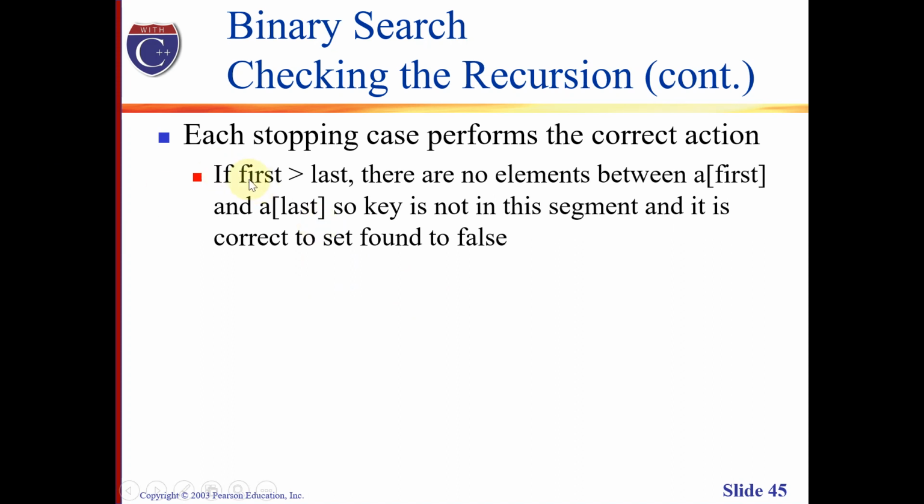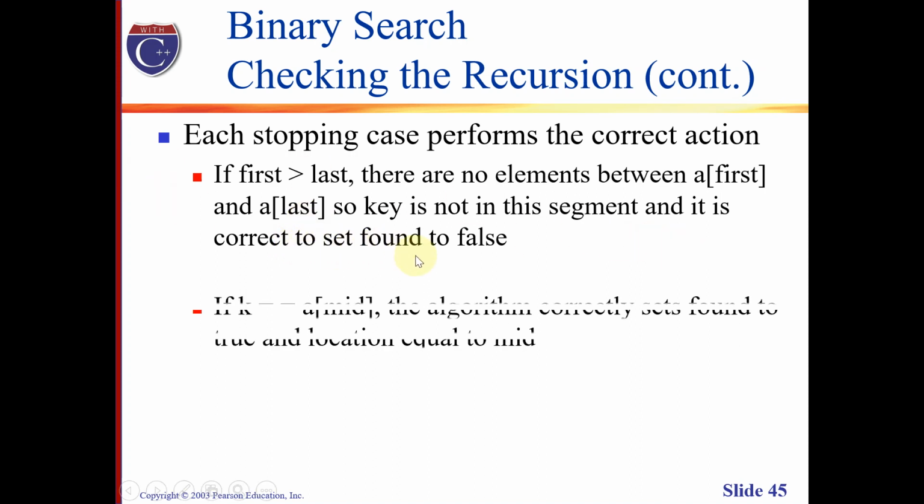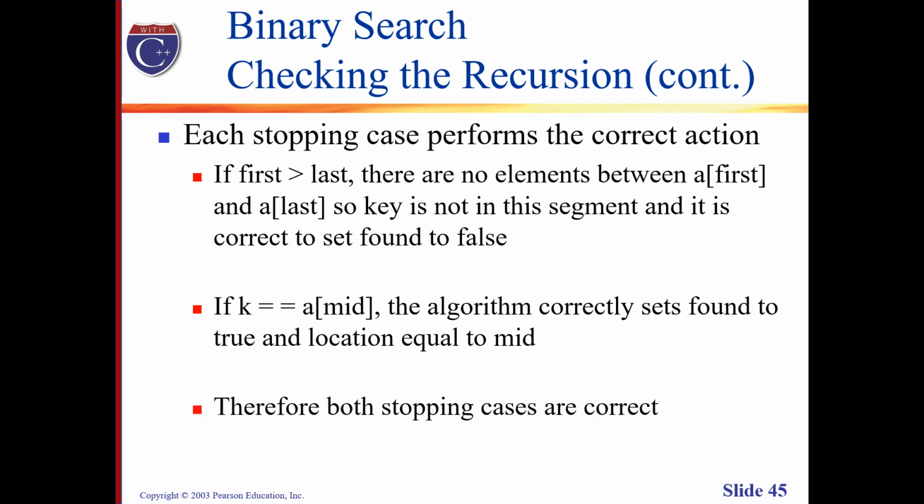If first is greater than last, there are no elements between our first element and the last one. Therefore, the key is not in this segment and it is correct to set found to false. On the other hand, if the key we are looking for is equal to the middle element, the algorithm correctly sets found to true and the location of the value that has been found. Therefore, both stopping cases are correct.